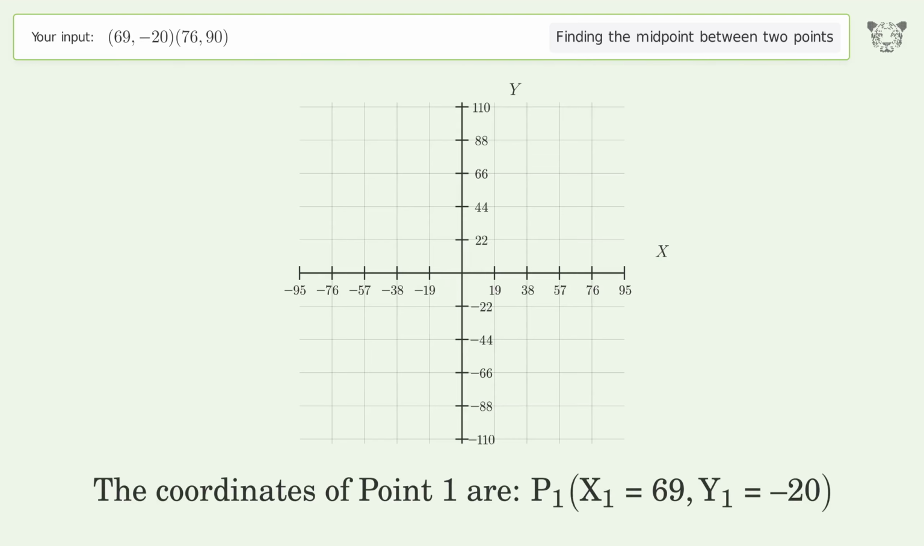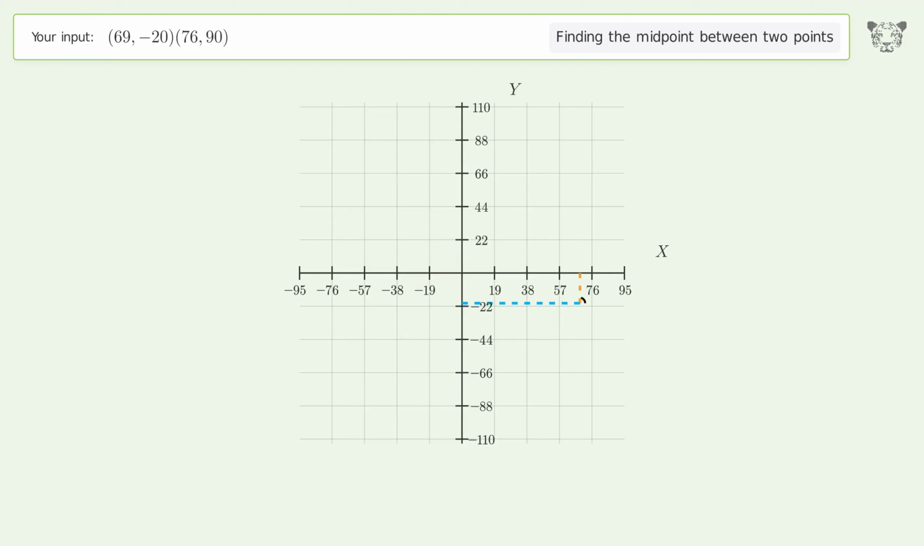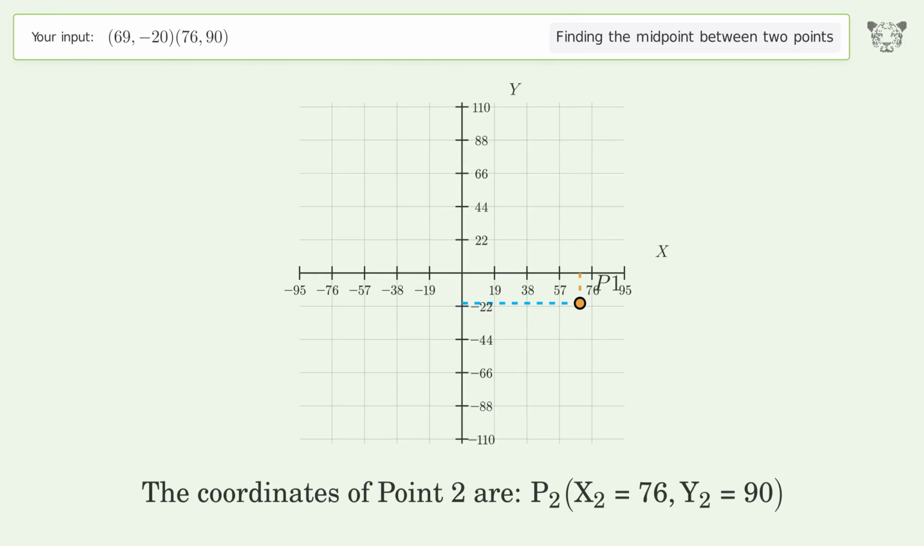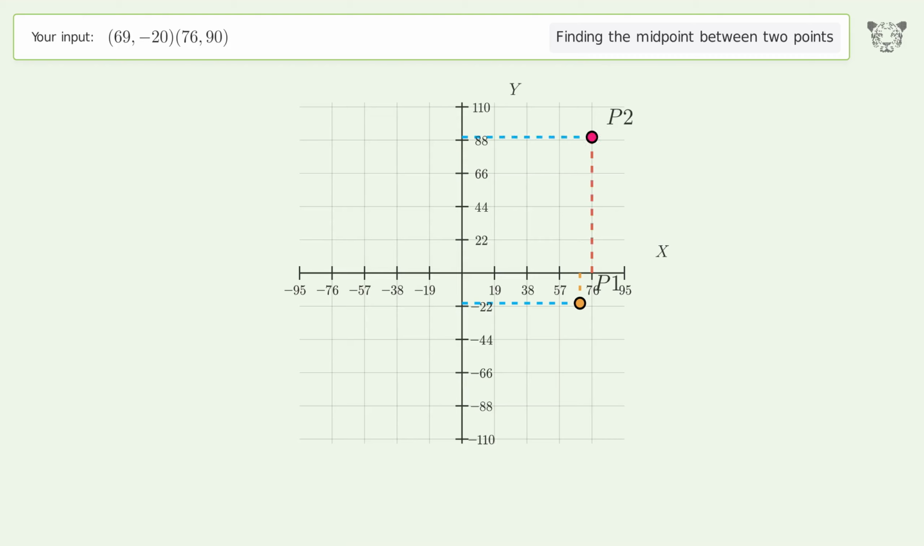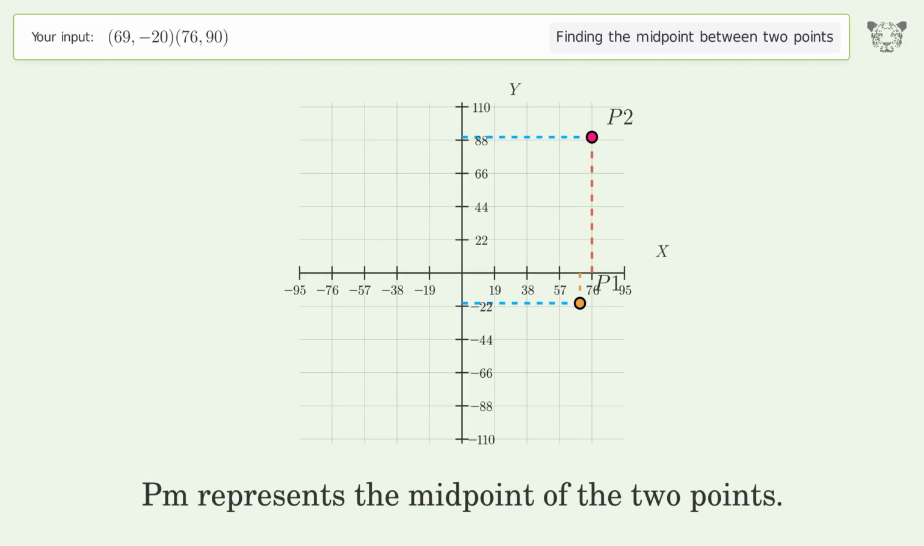The coordinates of point 1 are, x1 equals 69, y1 equals -20. The coordinates of point 2 are, x2 equals 76, y2 equals 90. PM represents the midpoint of the 2 points.